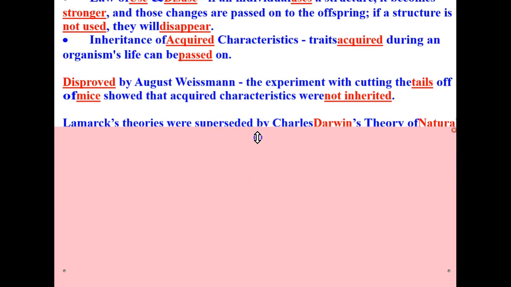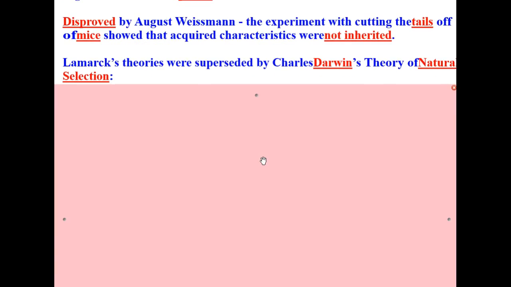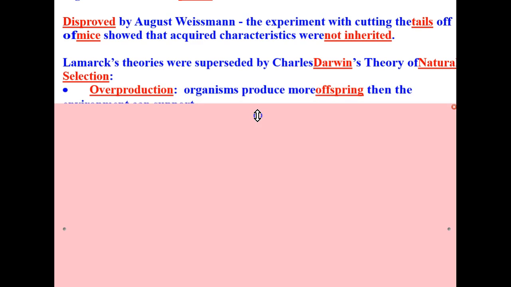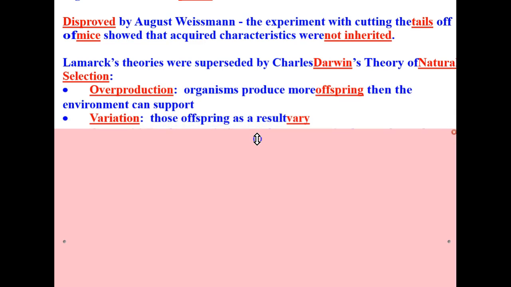So then came along Charles Darwin, and Lamarck's theories were superseded by Charles Darwin's theory of natural selection. This came with several key ideas. The first was the concept of overproduction. Organisms produce more offspring than the environment can support. Next idea, of course, is variation. These offspring, as a result, vary.